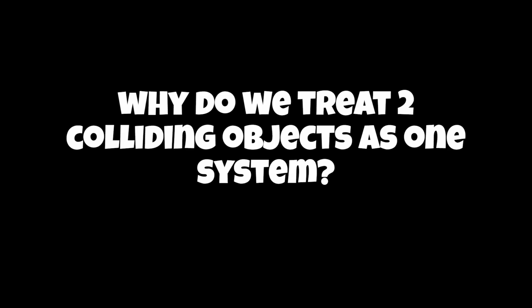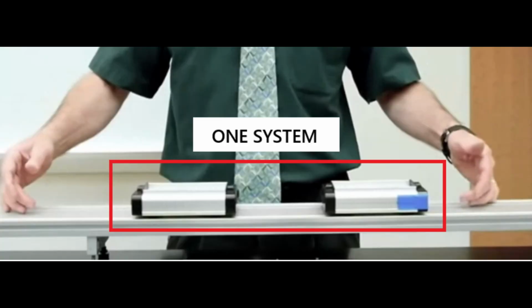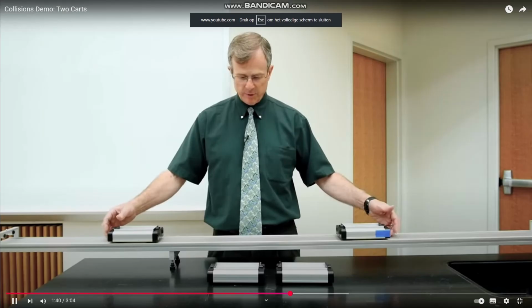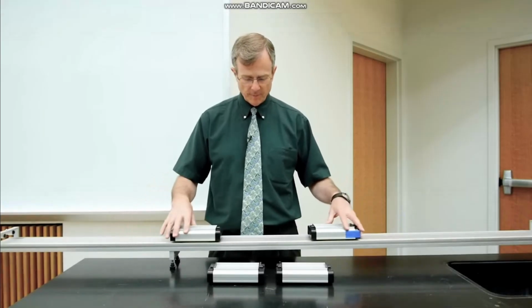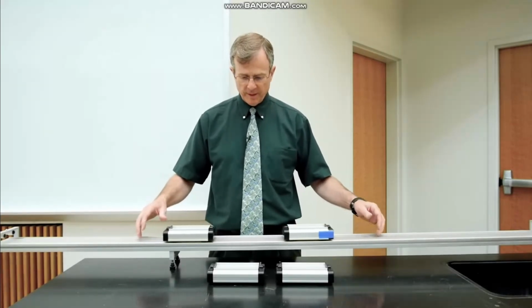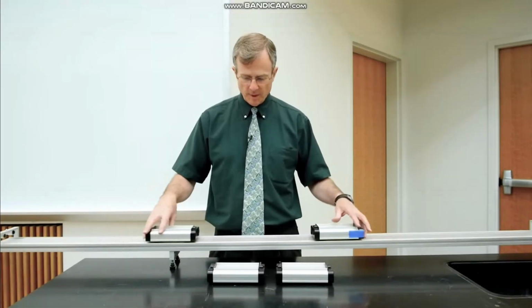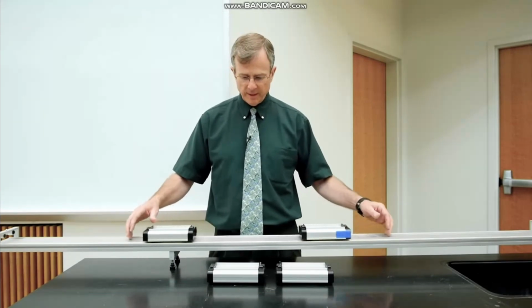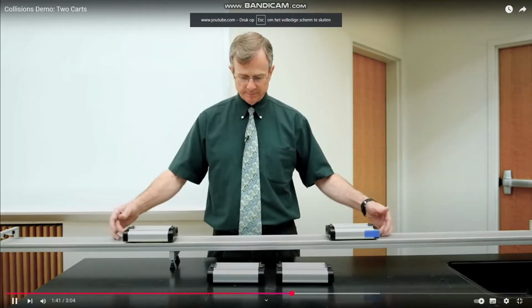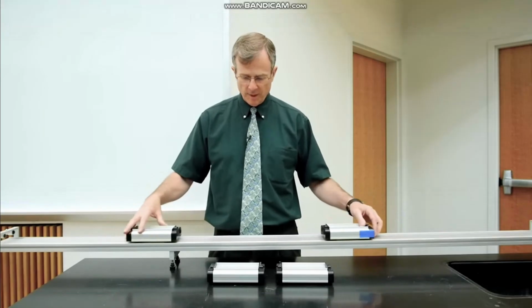Why do we treat two colliding objects as one system? Because it lets us use conservation laws like conservation of momentum. If no external force acts on the system, then the total momentum of the system is conserved. So when two objects collide, if they only interact with each other and no external forces like friction or walls matter, then the total momentum of the two object system stays the same before, during, and after the collision. This is why we combine them into one system.